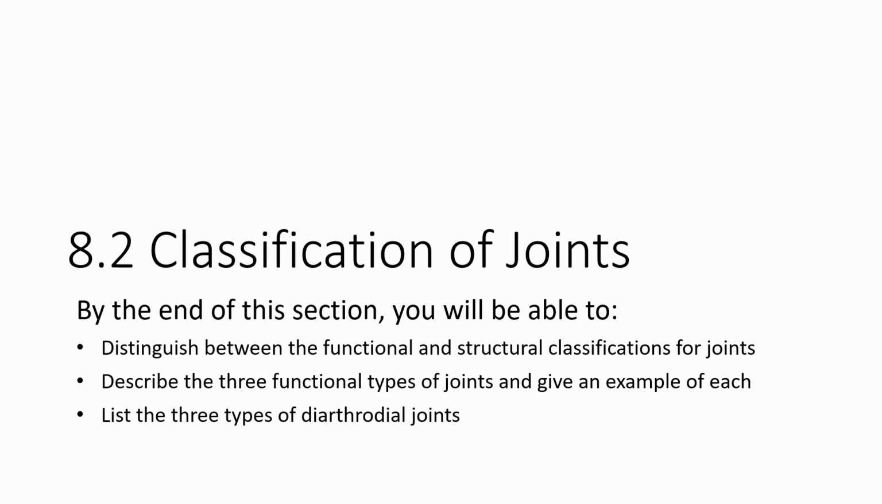So let's get into the classification of joints first. We're going to first talk about the two ways we can classify them based on functionality and structure. We'll talk about the functional types of joints, give some examples. Then we'll list the three types of diarthrosis joints as well.